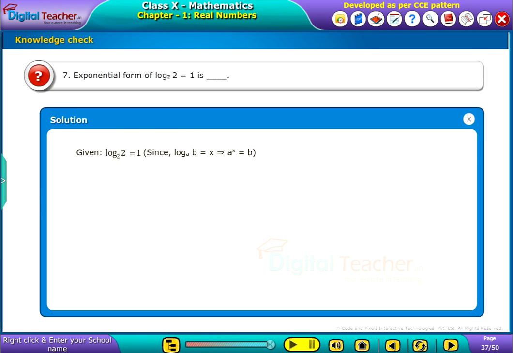The given expression is log 2 to the base 2 equal to 1, which is in the form of log b to the base a equal to x. Since log b to the base a equal to x means a power x equal to b, we write it as 2 power 1 equal to 2.